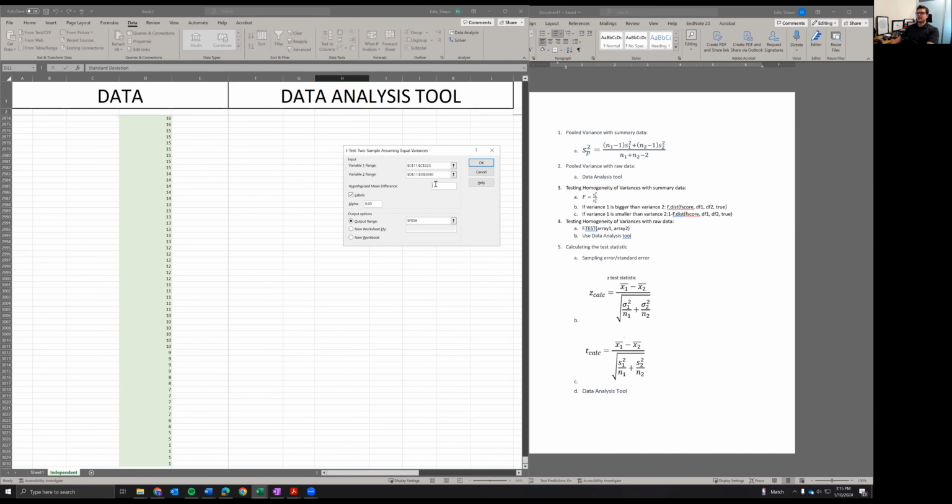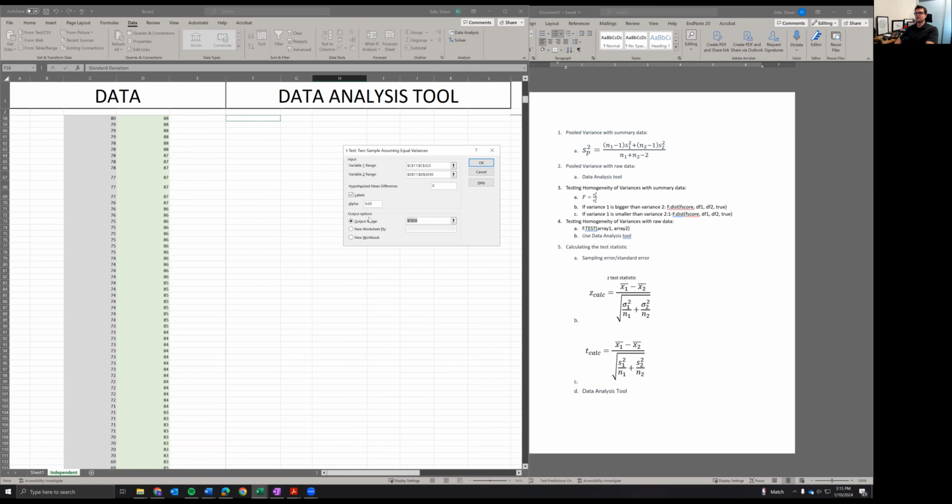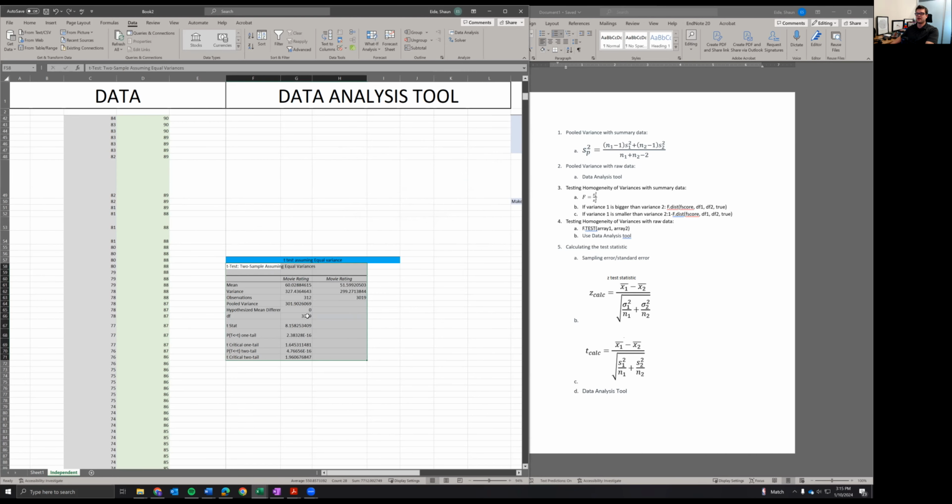And then the hypothesized mean difference is 0, labels in the first row, and where do we want this to go? Let's see here. We want it to go t-test, assuming equal variances, and we're going to put it right there. And this gives us our pooled variance. Now, really important, this is the pooled variance, which you notice is right there.